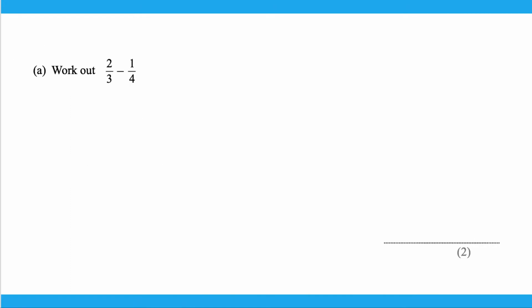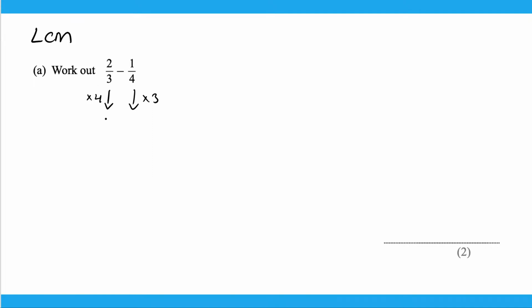Okay, a subtraction one this time. In this case we need to multiply both of the fractions and we need to choose the lowest common multiple. Okay, so in this case it's 12, so we're going to multiply this by 4 and this by 3, so both the denominators are 12.